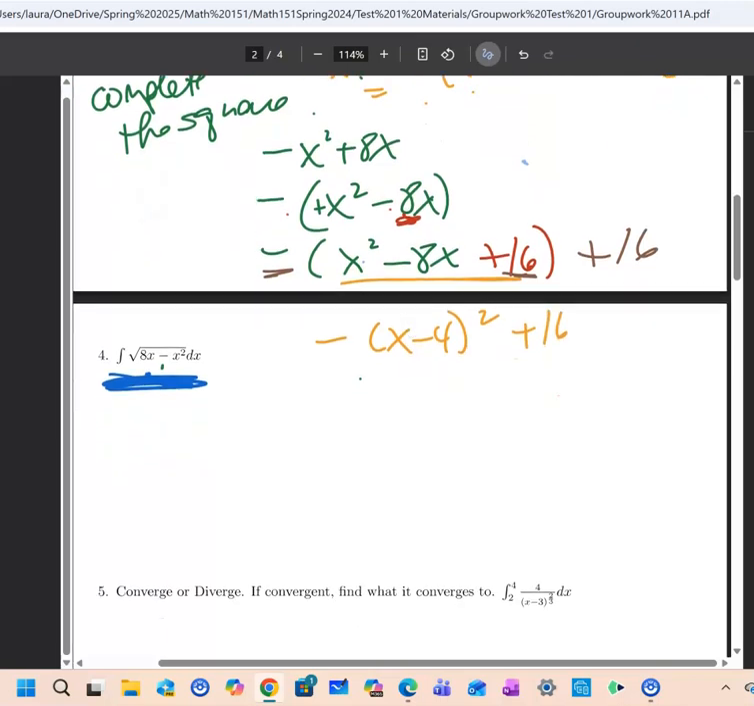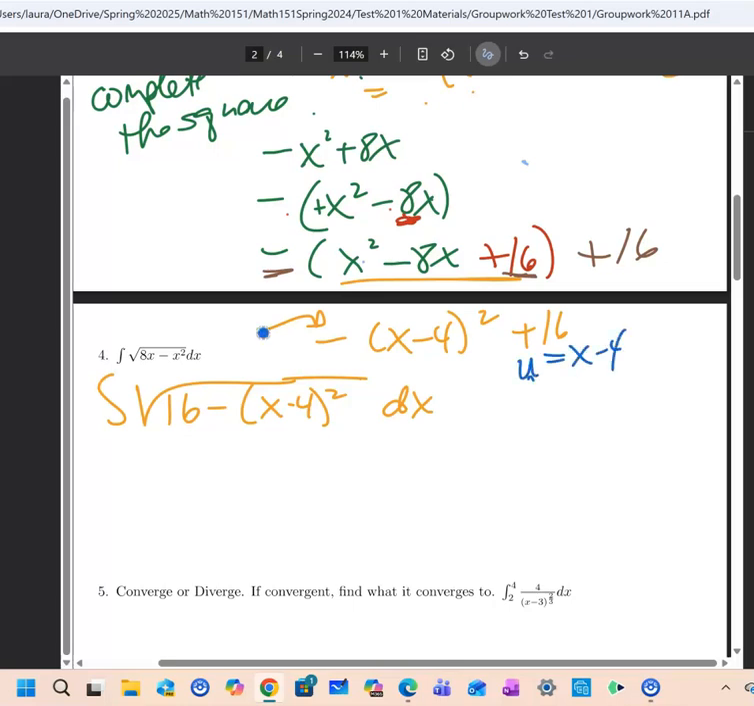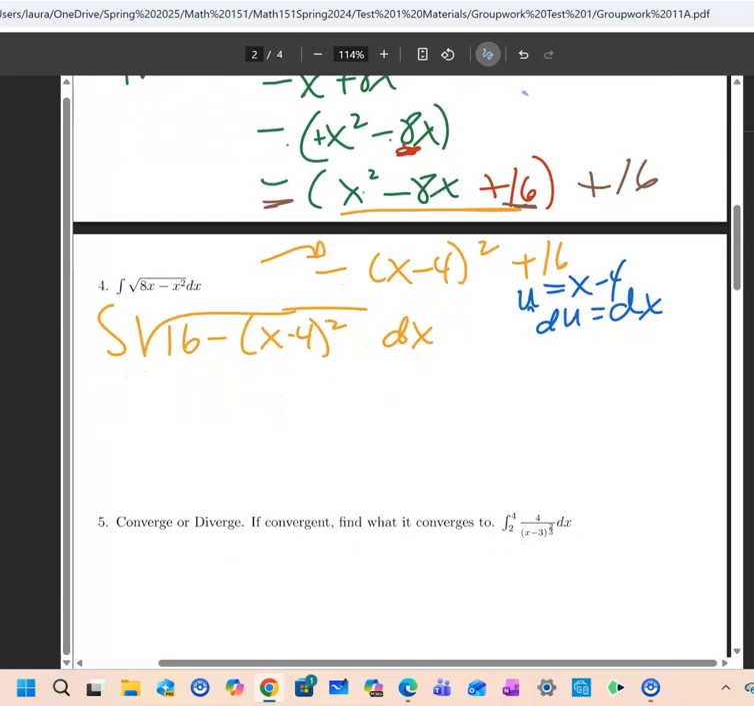Now I'm going to put that back in here, and I'm always going to put this negative sign in the middle. So it's going to be the square root of 16 minus x minus 4 quantity squared dx. I suggest an easy u substitution at this point, just helpful to see the trig substitution. So this gives me the square root of 16 minus u squared du.